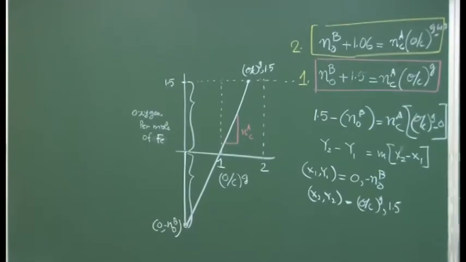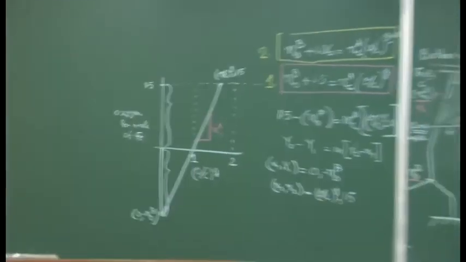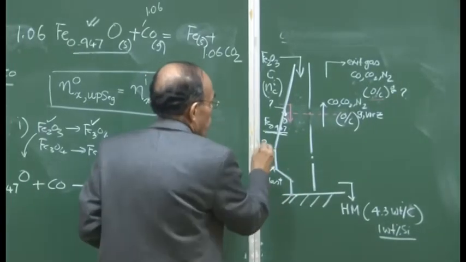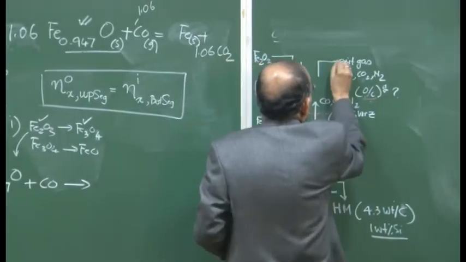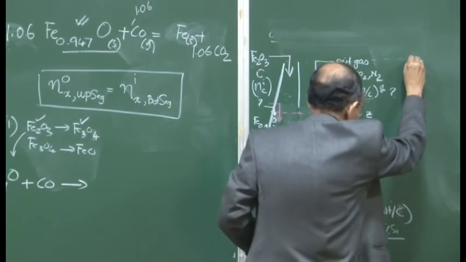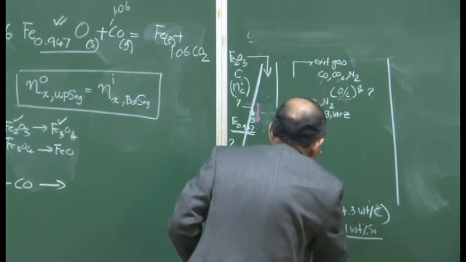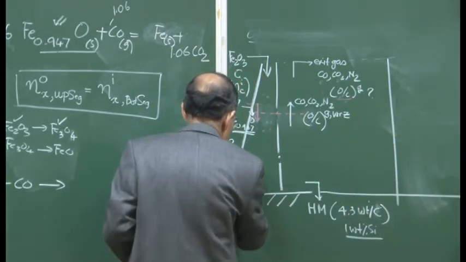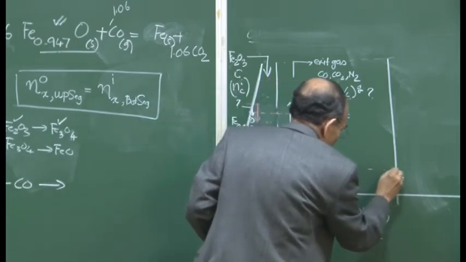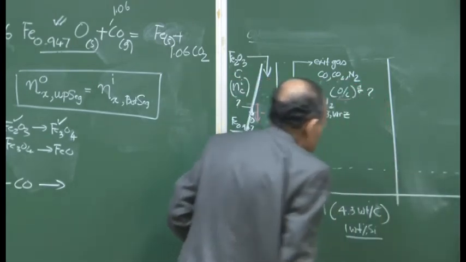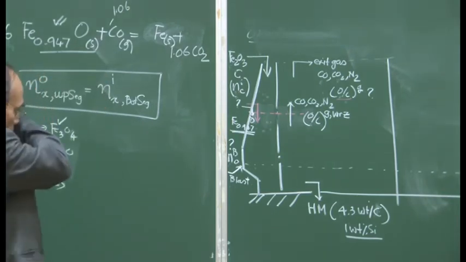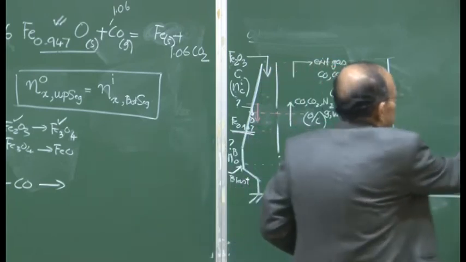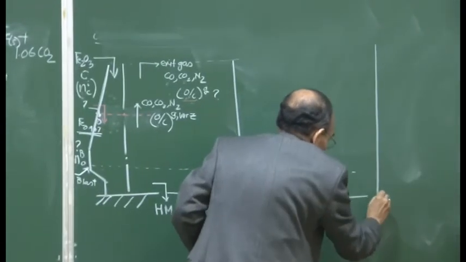Now, let us go inside the furnace and see what happens really. If we draw this line, we want to see how parameters vary, and this is the blast line. Below the blast we are not interested, and let us see that this is the height of the furnace.